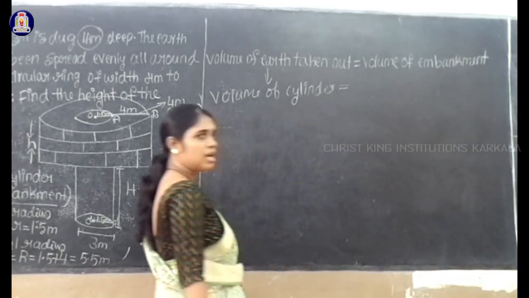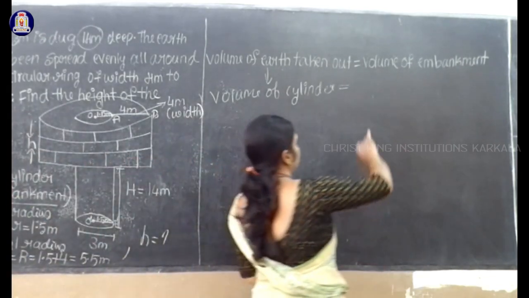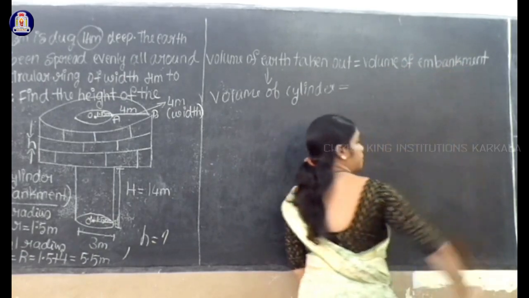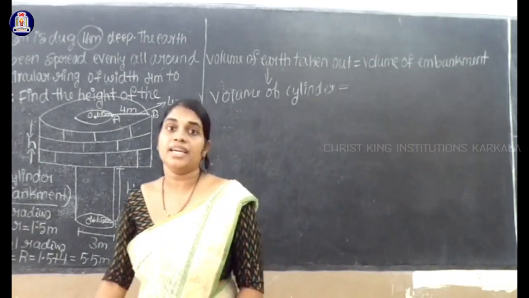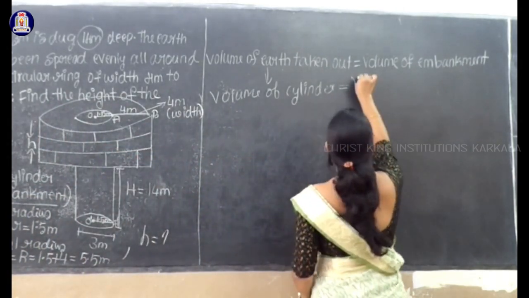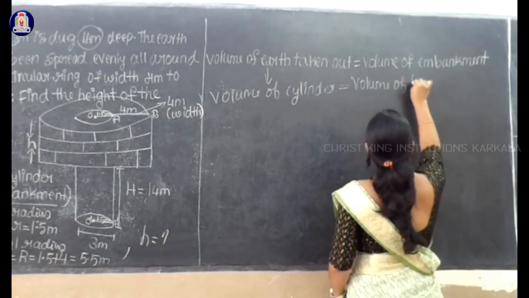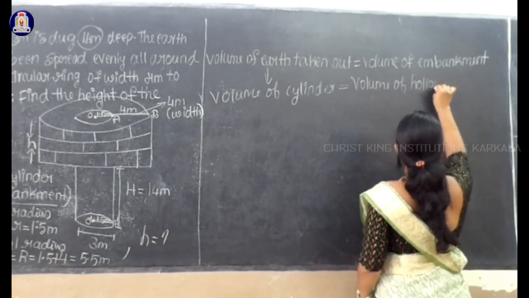See students, embankment is nothing but a hollow cylinder, isn't it? Embankment is nothing but a hollow cylinder. So in the place of volume of embankment, I will replace it by volume of hollow cylinder.